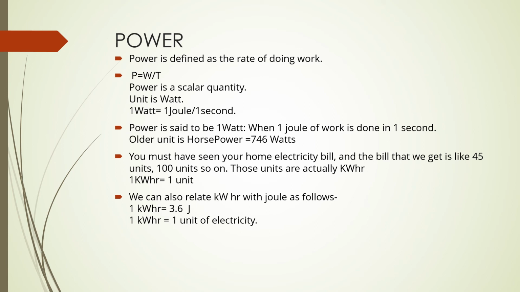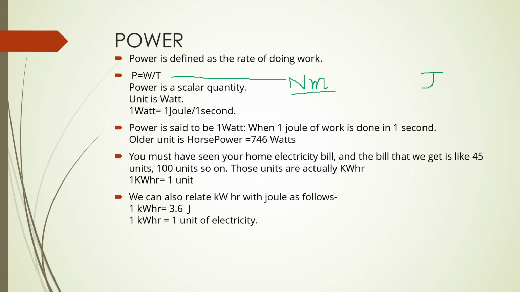Power is a scalar quantity because it does not have any direction. And what is the unit? 1 watt is equal to 1 joule per second. It's very easy to derive this expression. Power P is equal to W divided by T, that is P = W/T. We have learned that work is measured in newton meter, or the unit of work is joule, isn't it? In both ways we can apply this, divided by T.